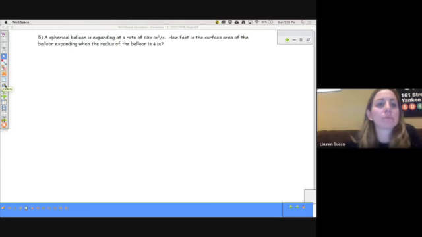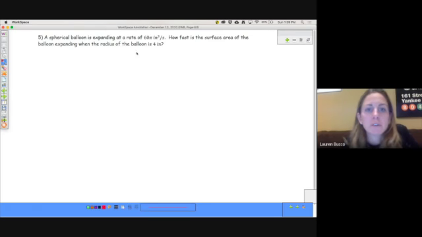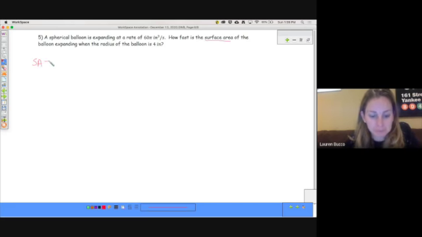Yeah, all right. A spherical balloon is expanding at a rate of 60 pi cubic inches per second. So that's talking about volume. Uh-oh, how fast is the surface area of the balloon expanding when the radius is equal to 4 inches? All right, so they tell us something about the volume, and then they want to know how fast the surface area is changing. So we know the surface area of a sphere is equal to 4 pi r squared. I know the volume of a sphere is equal to 4/3 pi r cubed.